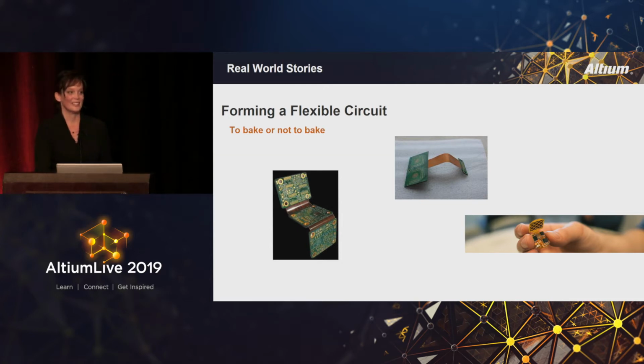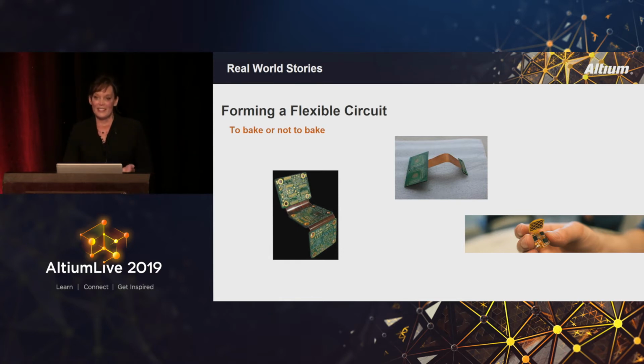Forming a flex circuit. Okay, so not to be confused with just bending it when you install it, but truly forming it. The first piece of advice that was given about forming a flex is don't do it. Like, really don't do it unless you absolutely have no other choice. But assuming you have no other choice and you have to move forward with this, how do you do it?